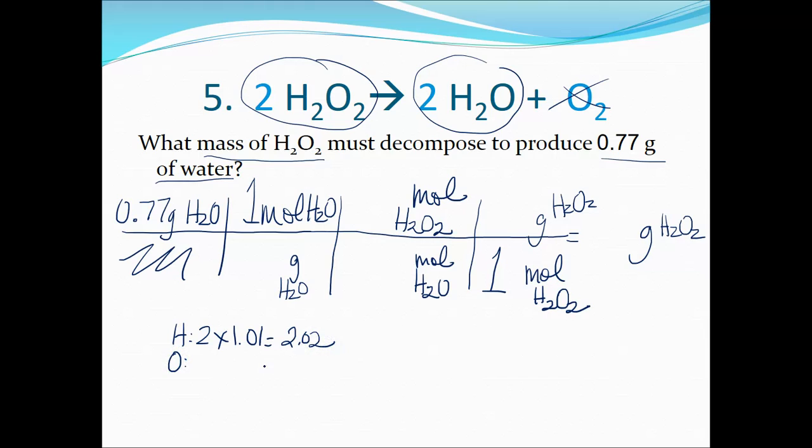For the oxygens, you just have 1, so 16.00. So the molar mass of water is 18.02 grams per mole. So let's plug that in. 18.02 goes here. Now we move to our mole bridge.